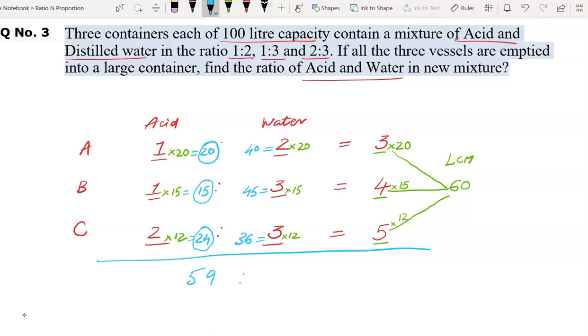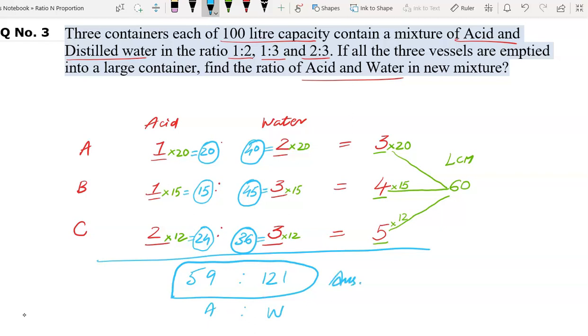And if we see, water is how much? Water is 40 in vessel A, 45 in vessel B and 36 in vessel C. So if we add this, we will get 121. So if we mix all the 3 containers in the new container, in the new mixture, the acid and water will be in the ratio of 59:121. Acid is to water, and this is our answer.